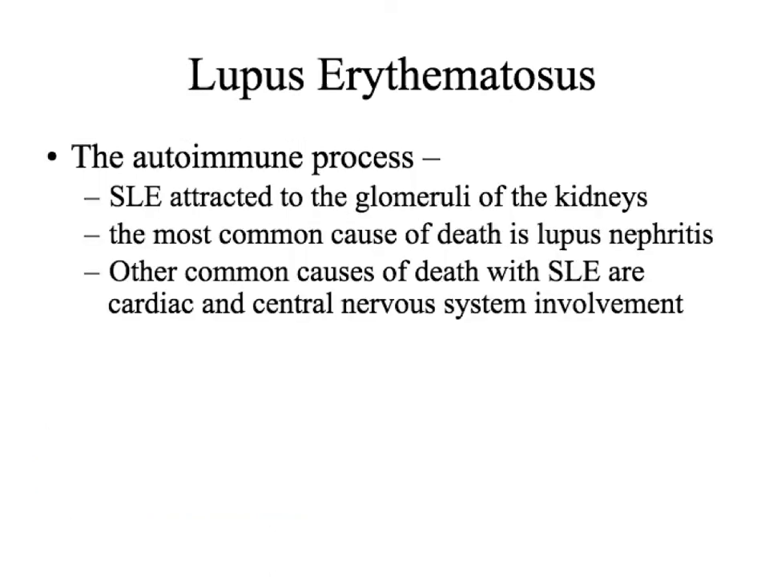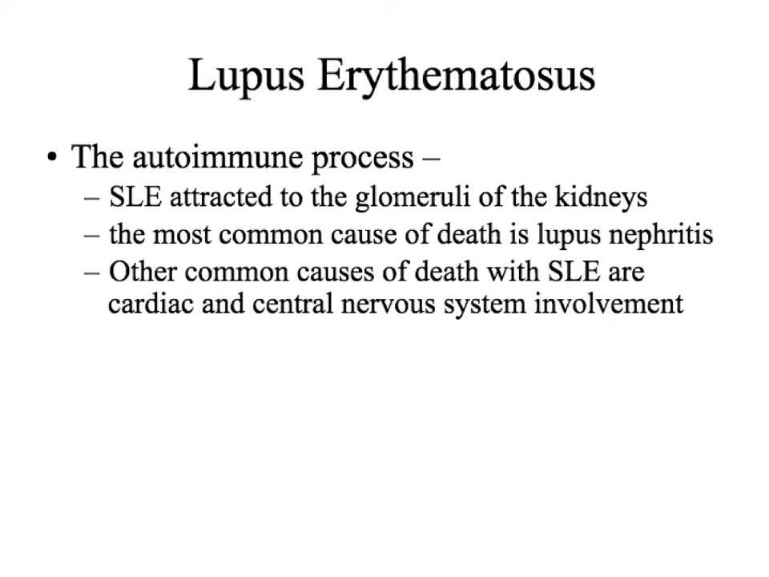So typically with the systemic lupus, basically the biggest problem they typically have is the kidney dysfunction. It will attack the glomeruli of the kidneys, and they will lose use of their kidneys. And that's typically what causes death with a patient with lupus.